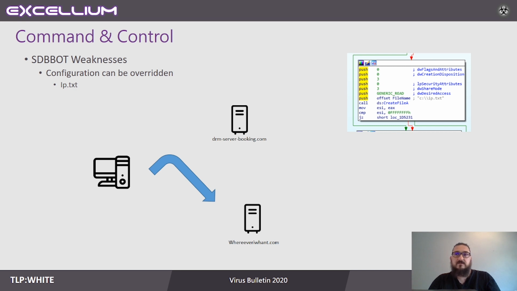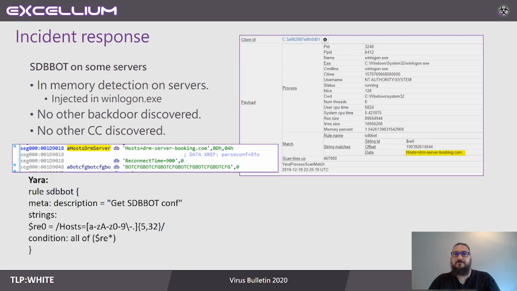So it was another solution to be sure that we find all other SDB bots, even the ones that didn't use the DRM server booking.com. So we deployed ip.txt everywhere, and we were happy that we didn't find more SDB bots. All the SDB bots that we saw were already known and connecting to DRM server booking.com.